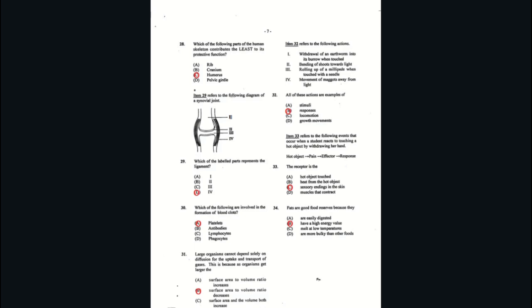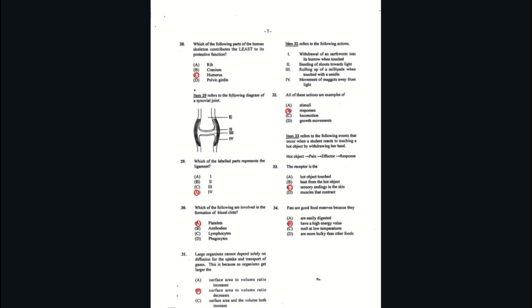Alright, now number 32. It refers to the following actions. Number one, withdrawal of an earthworm into its burrow when touched. Two, bending of shoots towards light. Three, rolling up of a millipede when touched with a needle. Four, movement of maggots away from light. All of these actions are examples of responses, right? Because all of them had a stimulus, and we know there has to be a stimulus for there to be a response. So obviously the earthworm was touched, that's why it moved.